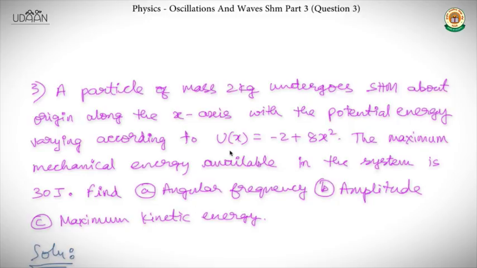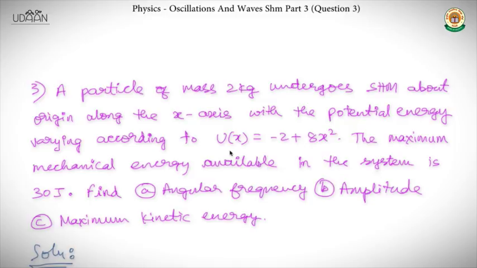So the question states that there's a particle of mass 2 kg which is undergoing SHM about the origin along the x-axis with a potential energy varying according to U(x) = -2 + 8x². The maximum mechanical energy available in the system is 30 joules. What you've got to find out is the angular frequency, the amplitude, and the maximum kinetic energy.